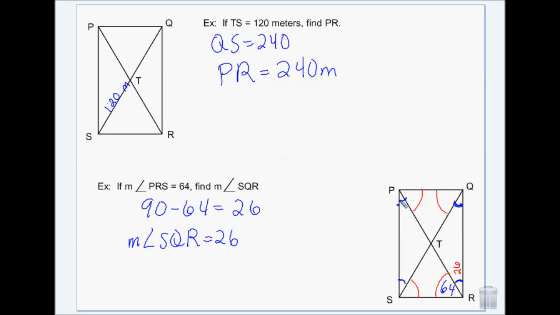And then if you wanted, you could use that information to find out the center angles, because these are both 64, and the whole triangle is 180. Or these are both 26, and the whole triangle is 180. So you could find out the middle if you needed to. We're not doing that right now, but it is possible.